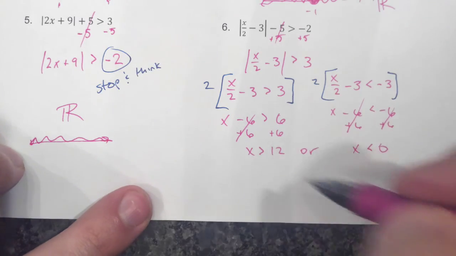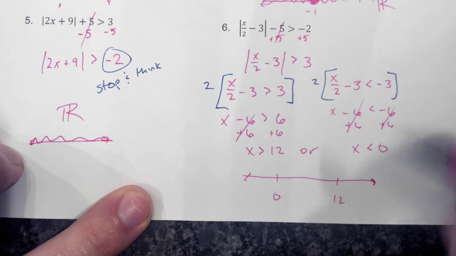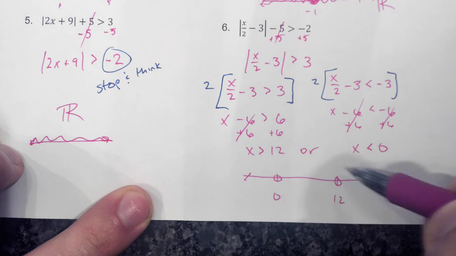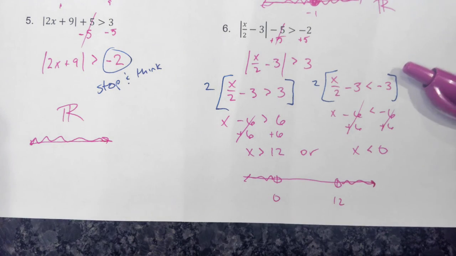Okay, and so that's a pretty standard one. Just put 0 on the left, 12 on the right. Open circles, shaded outside. Again, nice easy day.